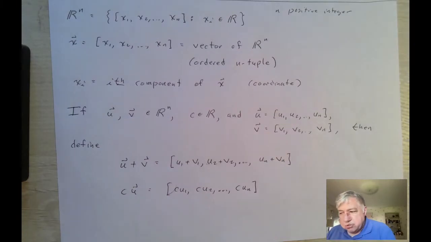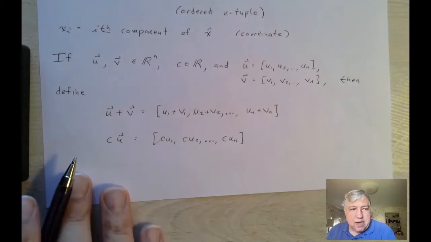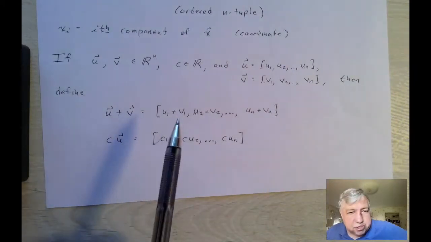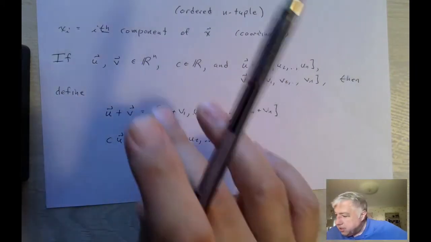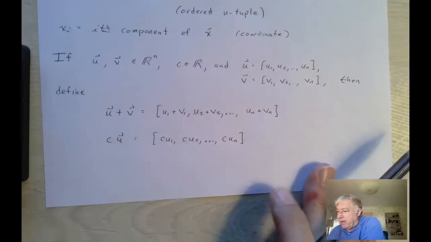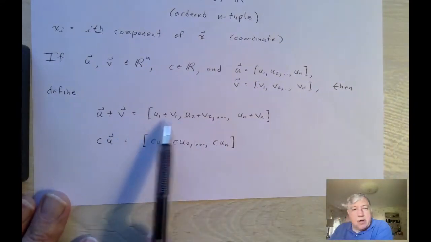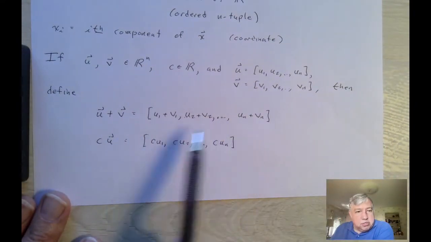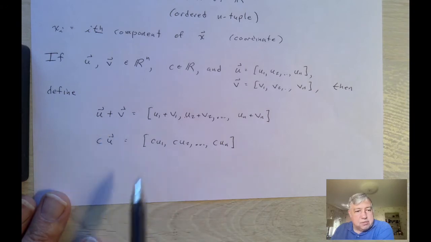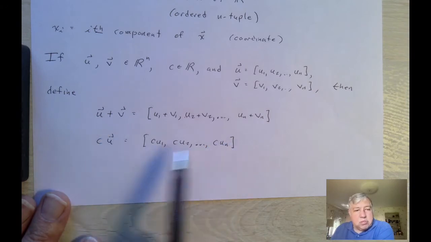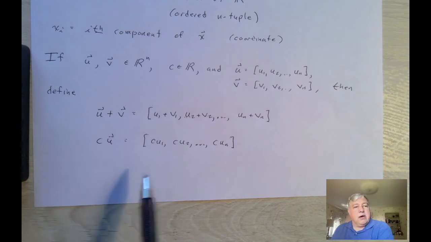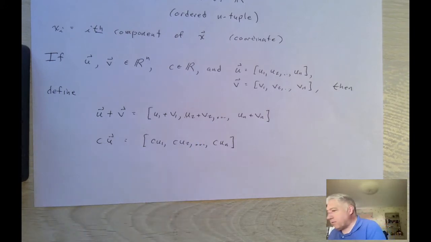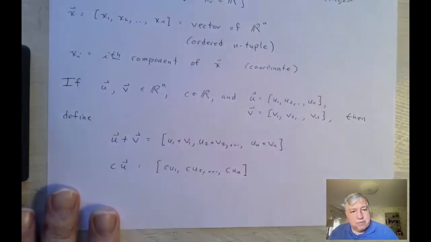We'll use the word components, and we can define vector addition and scalar multiplication the exact same way. We just add the corresponding components, and we get the sum u plus v. We multiply all the components by c, and we get cu in this case.